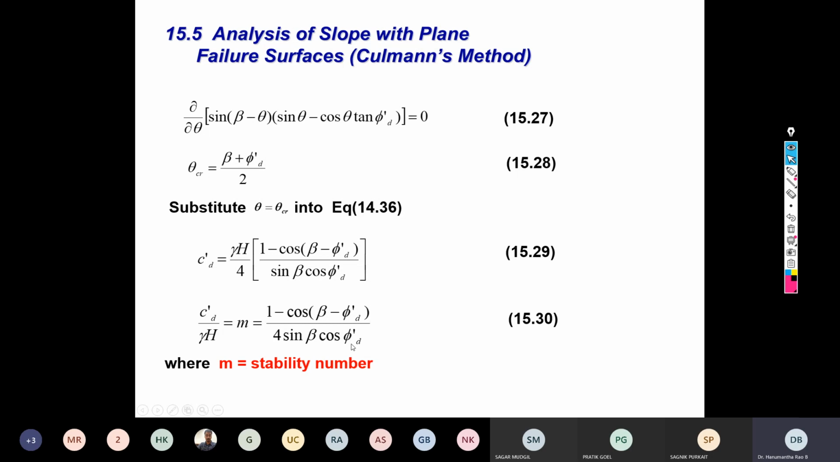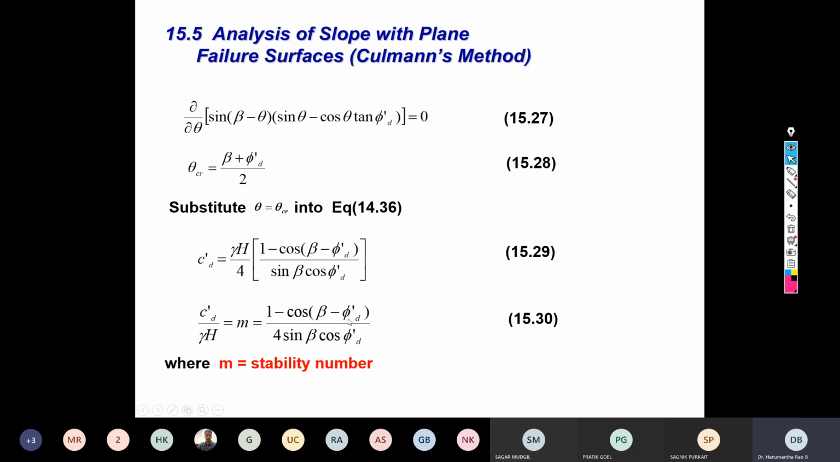So there is an inherent advantage of converting to c dash by gamma h for a particular value of c dash by gamma h. By varying the slope angle beta and theta, one can develop several kinds of predefined charts. So we don't need to calculate every time what the value of the critical height would be. If there are predefined charts, then for a given friction angle and a given slope, one can determine the critical height, or pick up the value of c dash by gamma h directly.